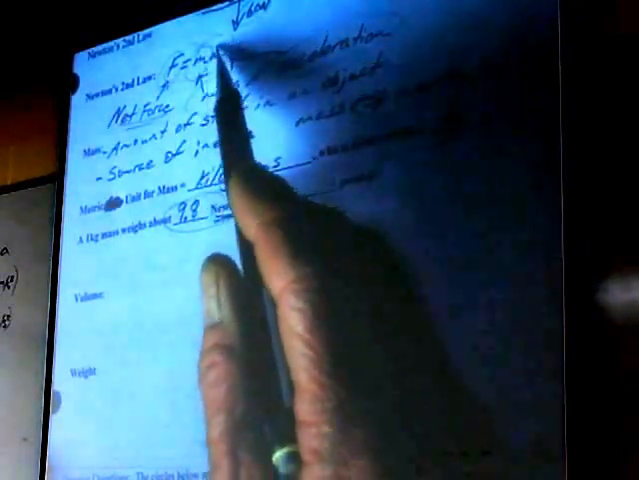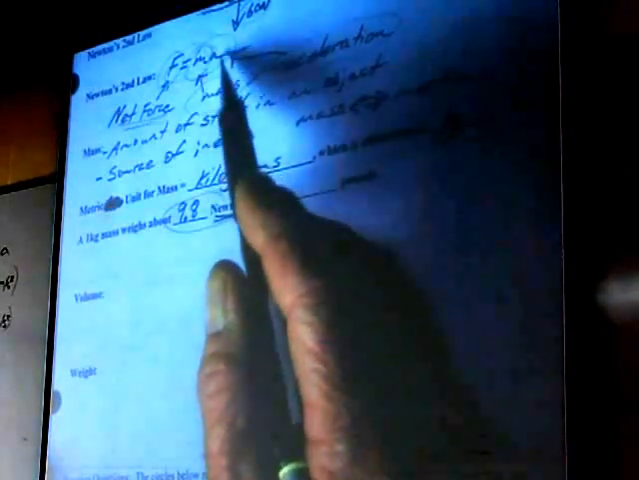The abbreviation is kg, and I want you to know what a kilogram is. It's about, this isn't very useful because you're hardly familiar with newtons, but it's 9.8 newtons. And that comes from this formula. If you multiply 1 kilogram times the acceleration of gravity, which is 9.8, you get 9.8 newtons. So you could also say it's about 10 newtons.